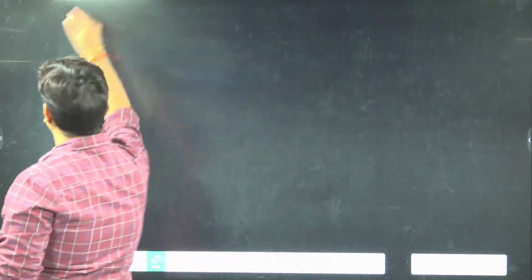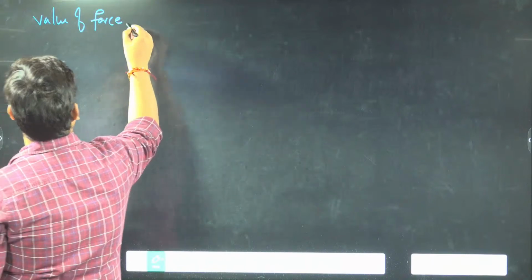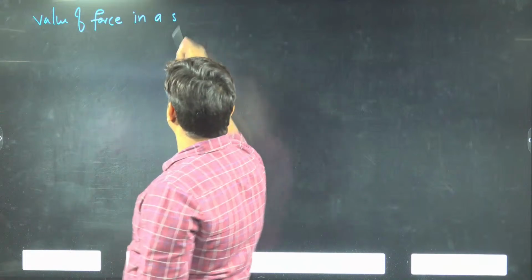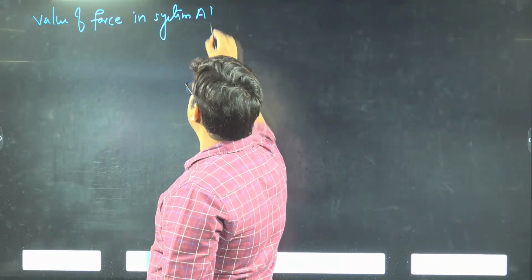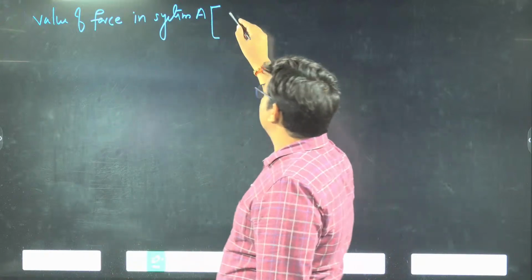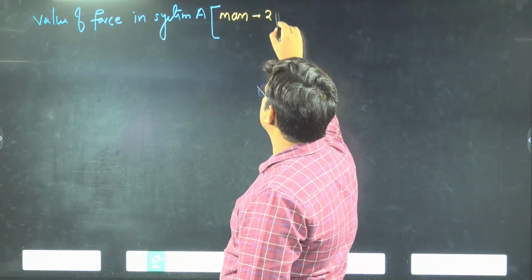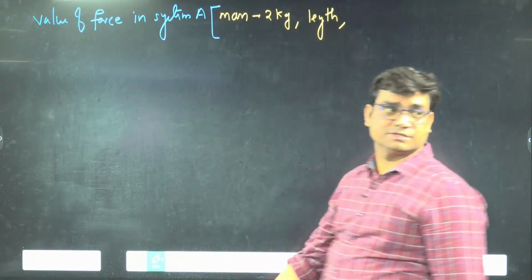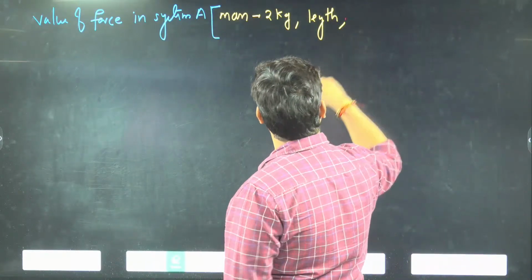So, value of force in system A. And what is the system A? System A means a set of units, in which mass is 2 kg. What length do you want? Length, your choice. Mass 2 kg. Length, you can take for the system whatever you want here.